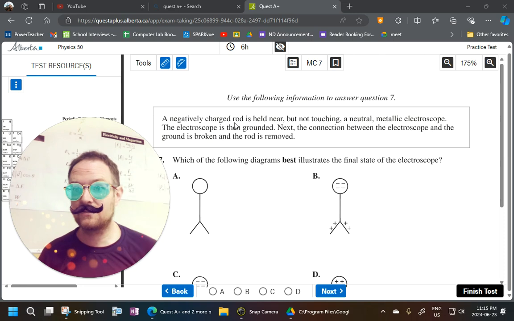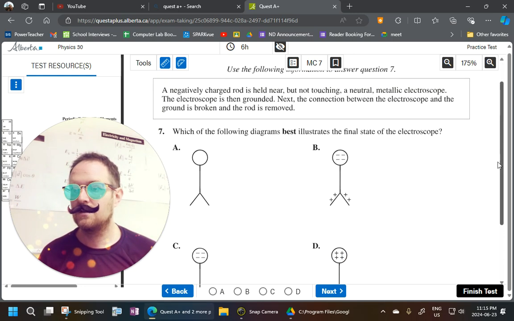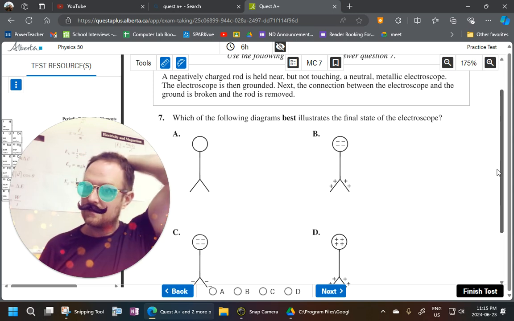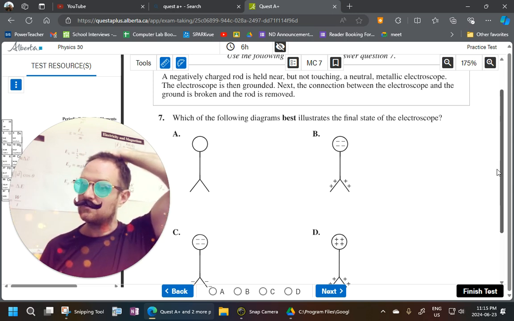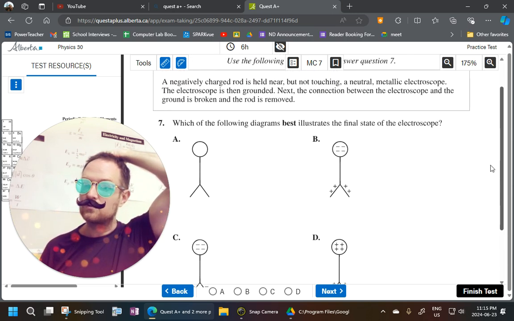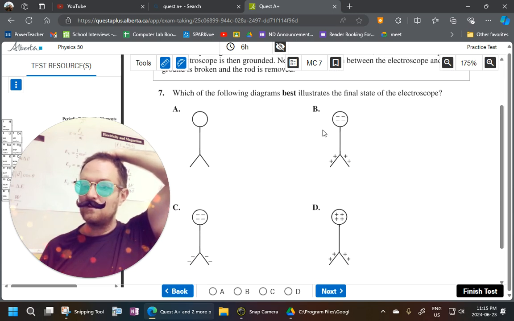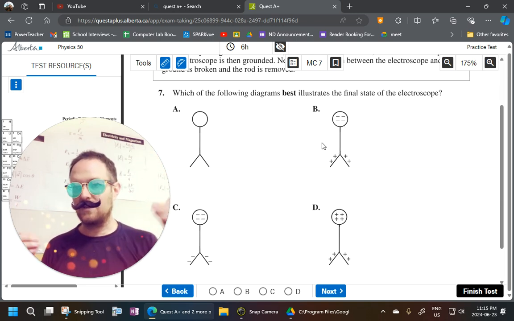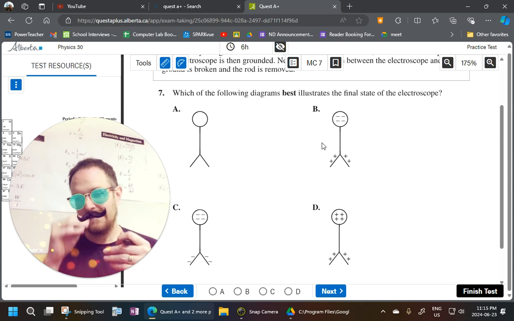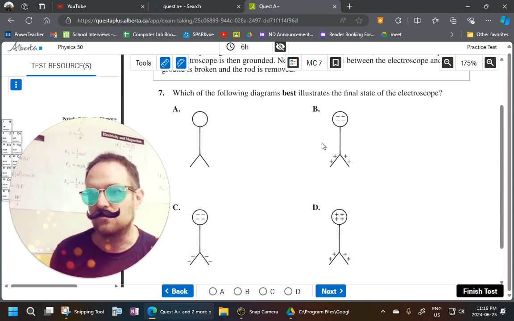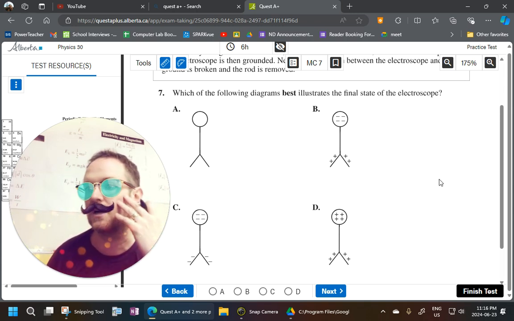A negative electrode is held near but not touching a neutral electroscope. Then it is grounded, and next the connection to the electroscope is broken and the rod is removed. Which will best describe the final state? Well, it's not going to be B, because that would mean that the charges haven't redistributed, right? This would be like when it's close to it. A looks like it's neutral, and the whole point of this is to charge it.